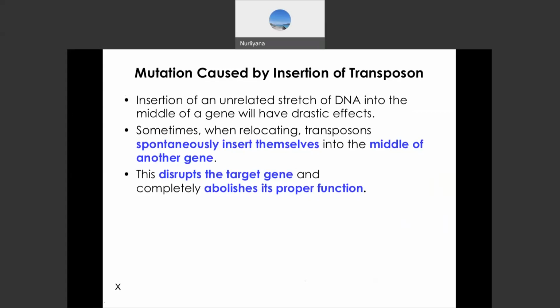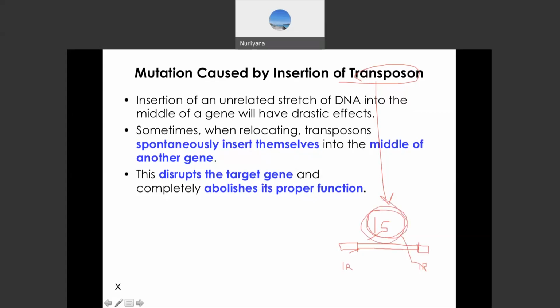And if you remember the transposon, what is this transposon? Transposon, if you remember, is an insertion sequence. It is a small piece of your DNA sequence. If you remember, at the ends it has inverted repeats. This transposon is very unique because it is able to jump from one place to another.